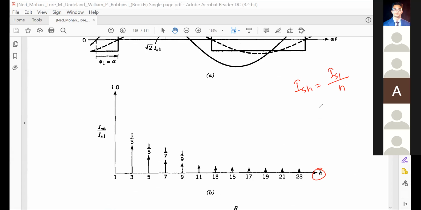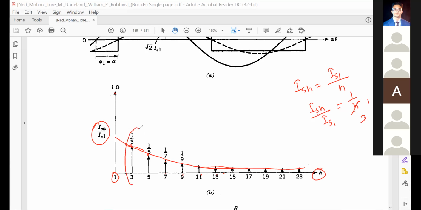So if we write down ISH by IS1, that will be 1 by H, right? So when H is equal to 1, then you will get 1 here. That has been plotted. If H is equal to 3, then it is 1 by 3, 1 by 5, 1 by 7, 1 by 9, 1 by 11, this way. So you see that it is dying out, right? Higher harmonics is dying out.